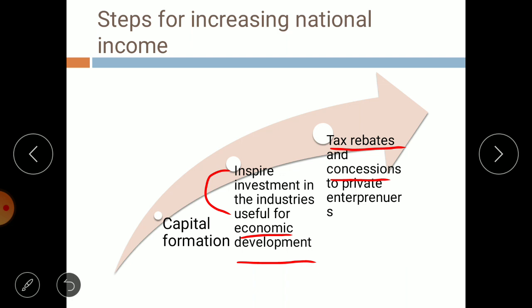So we have discussed here 3 steps for increasing the national income: first is capital formation, which itself includes 4 steps. Then second step is to inspire investment in the industries useful for economic development. As I told you, we should create more basic industries in the economy. And the third step is to give tax rebates and concessions to the private entrepreneurs. In that way many businessmen can be created within the economy, and they will help in increasing the national income. We are keeping our discussion here only.